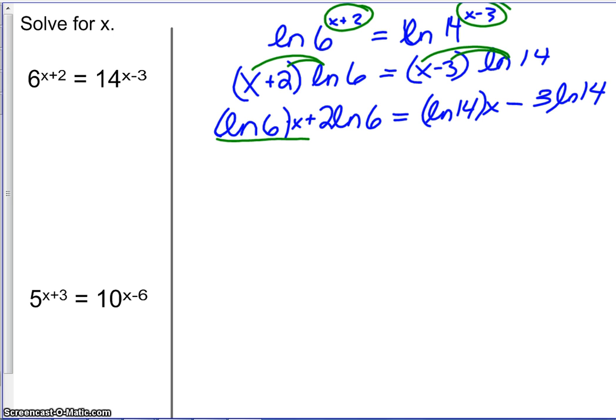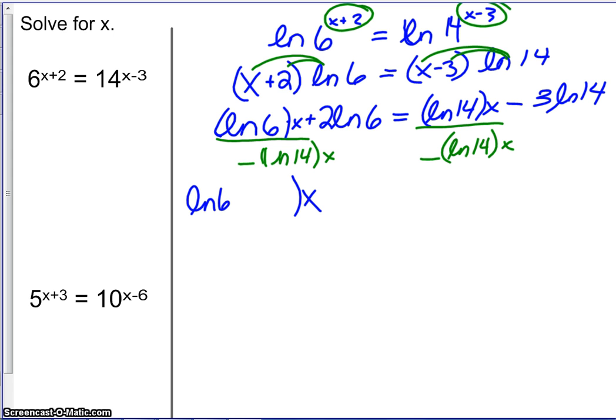Now I need to get my x's together. I need to somehow combine this and this. So what I would do is just subtract one of them. I'm going to subtract from both sides natural log of 14 times x. So really what's being multiplied by the x, if I combine like terms, is the natural log of 6 minus the natural log of 14, and that's being multiplied by my x. Minus 2 natural log of 6 equals a negative 3 natural log of 14.